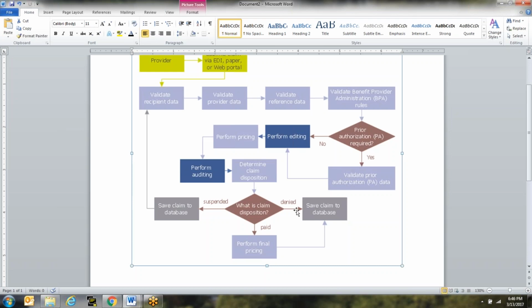If the claim is completely wrong, it's coming for a patient who doesn't even exist, or for a patient who is not eligible for this doctor, or a patient who is male but getting a female treatment, in that case the claim will be denied.